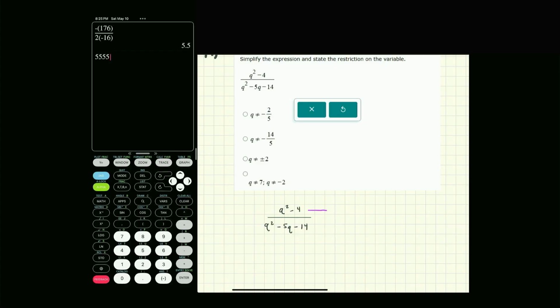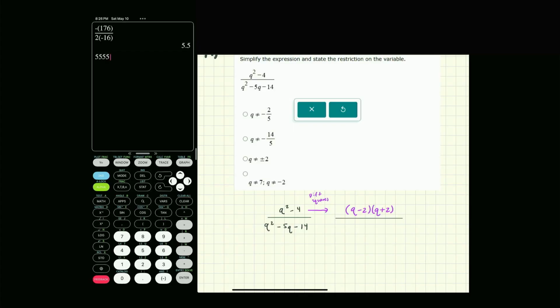So on the numerator, I know this is a difference of squares. So I know that's going to factor out to q minus 2, q plus 2. Again, because it's a difference of squares, so we just need to square root both pieces here. But the square root of 1 is 1. And the square root of 4 is 2.